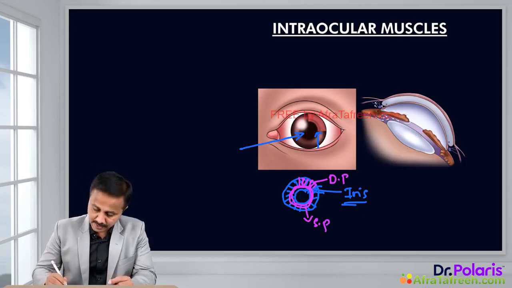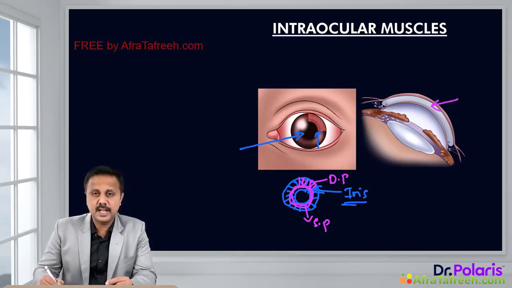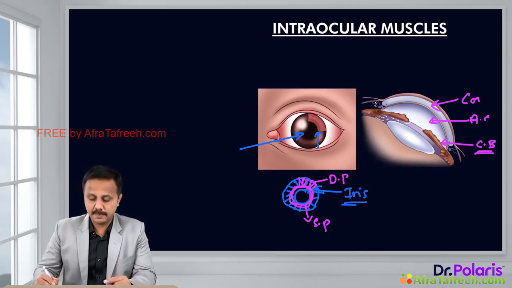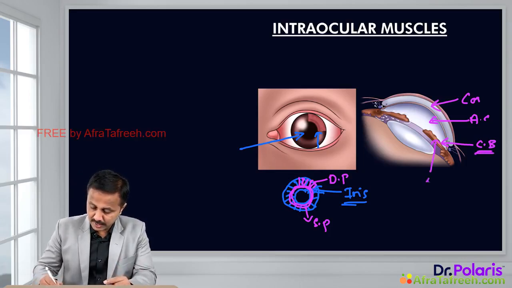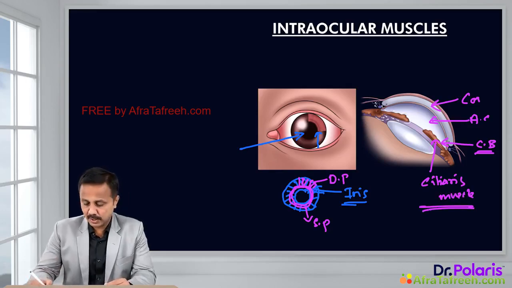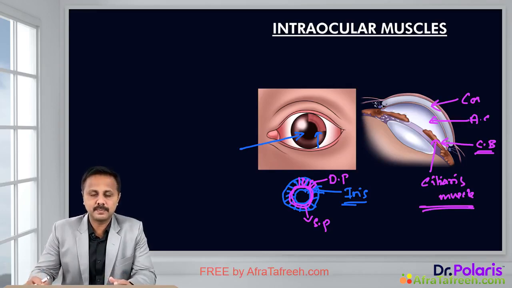If we come to ciliaris, now just to identify the structures, this is the cornea, right? And this is the anterior chamber, right? Then here we have a structure referred to as the ciliary body. The substance of the ciliary body contains the ciliaris muscle. We will learn more in detail about this muscle, but remember, ciliaris muscle is a component of the ciliary body. This is the location of ciliaris muscle.